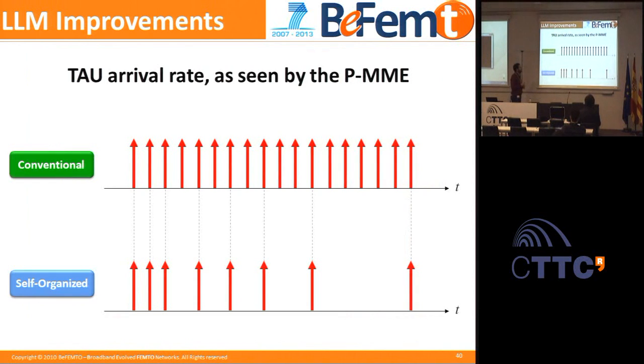Okay, so this is the tracking area update arrival rate as seen from the proxy MME. Remember that entity that manages mobility, right? In the conventional mechanism, we have frequent tracking area updates. Again, this is not to scale or anything like that. This is just to give you the idea of what we are doing here. By spacing the arrival of the tracking area updates, we're reducing the amount of signaling and we're saving battery in the UE. So that's the key point, right?